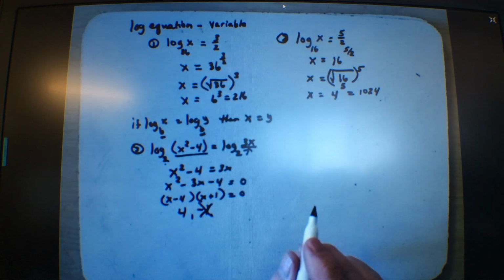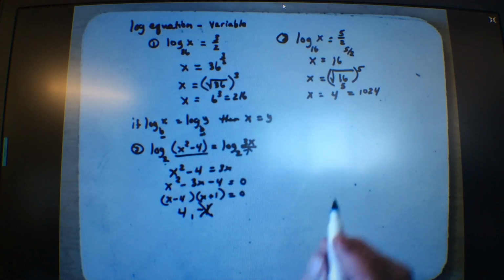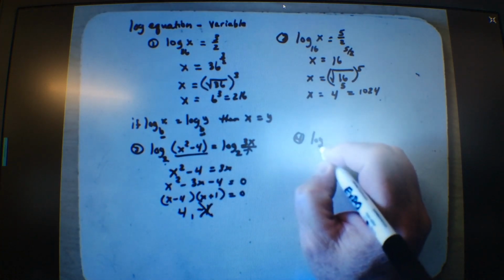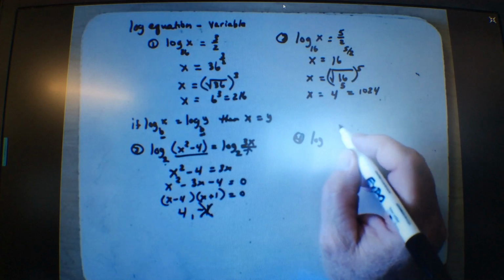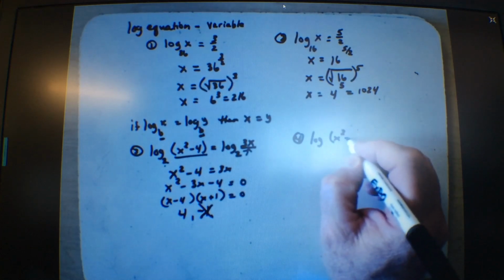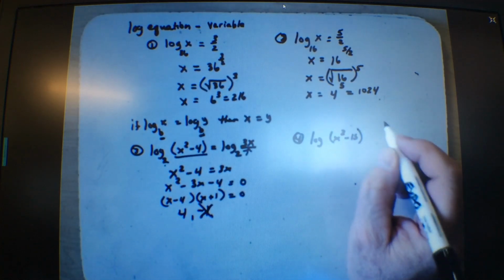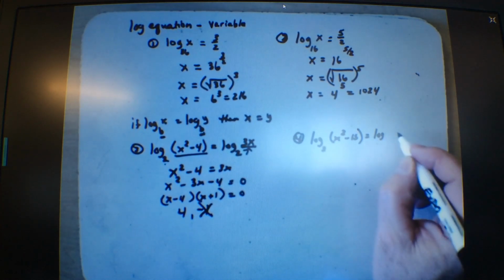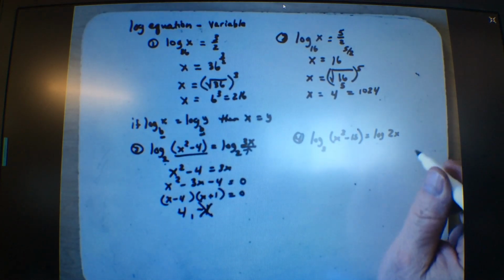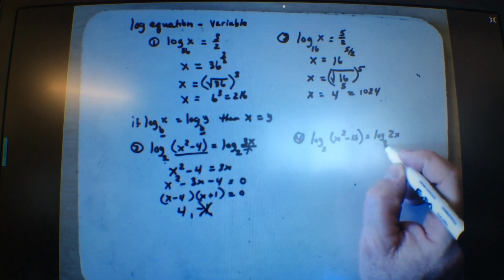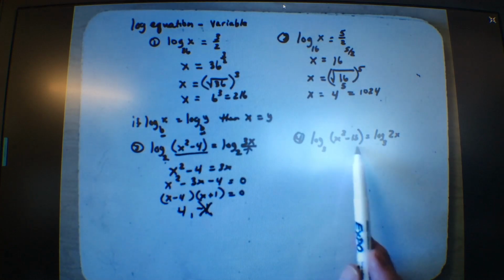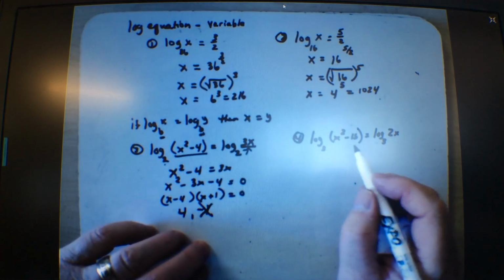Let's take this one. Do this one if you would. The log of x squared minus 15 base 3 equals the log of 2x base 3. Since they have the same base, this quantity equals that quantity.